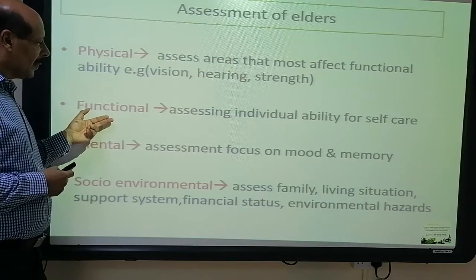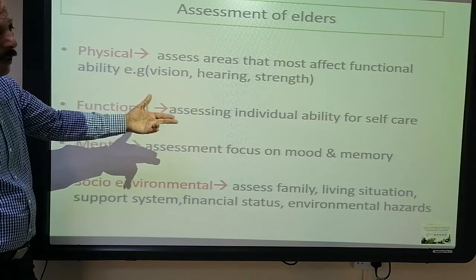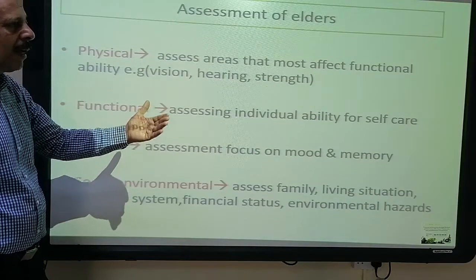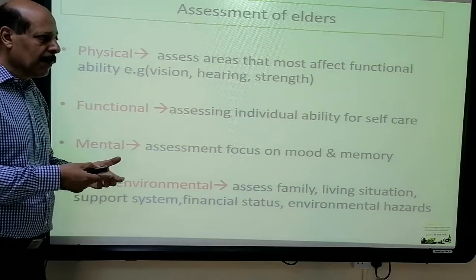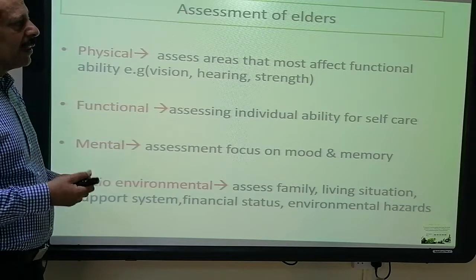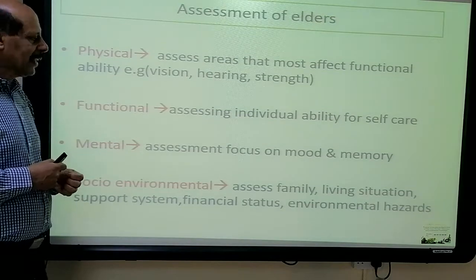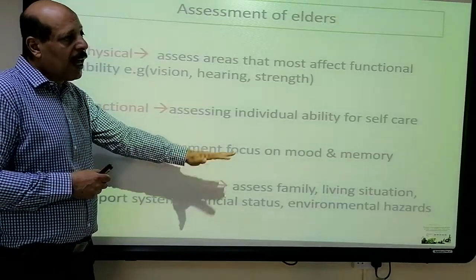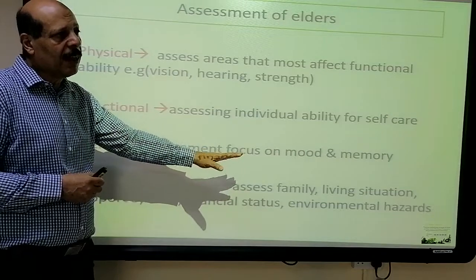For the functional assessment, you have to assess the individual's ability for self-care and doing activities of living, and what kind of things they are able to do, what kind of things they need some help for completing, and what kind of activities they are completely dependent on others to do. The mental assessment focuses on their mood and their memory. Do they have dementia? Do they have changes in their mood?